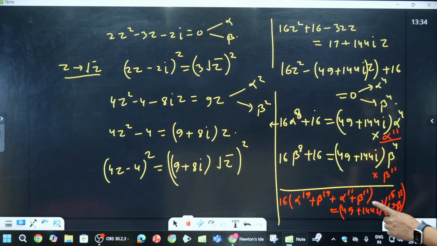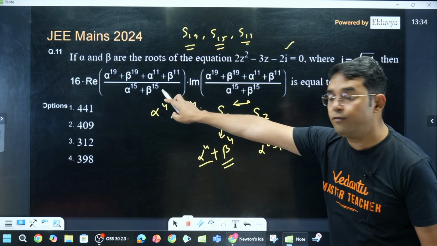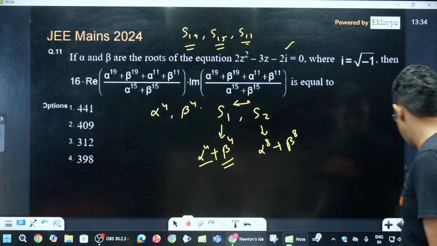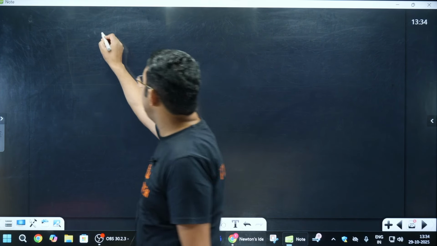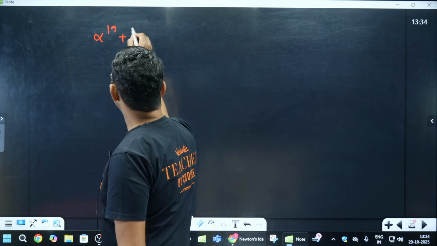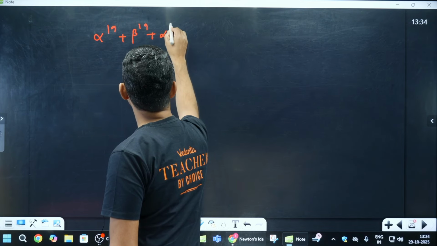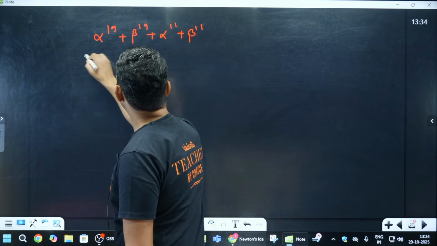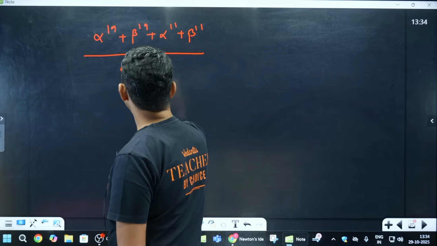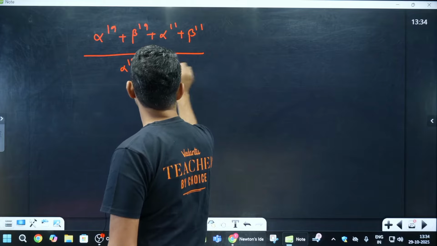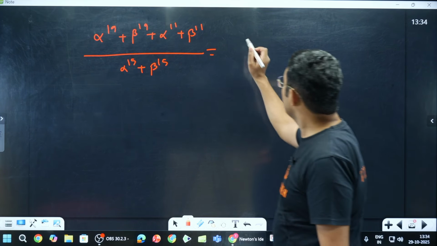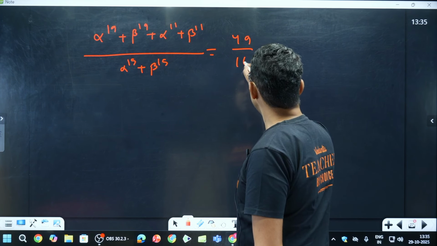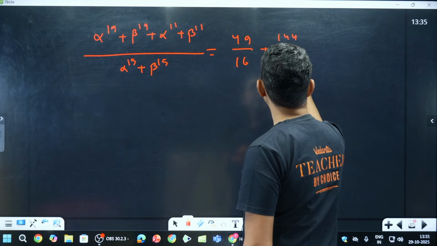Now can you see that we have found this expression: alpha power 19 plus beta power 19 plus alpha power 11 plus beta power 11, whole divided by alpha power 15 plus beta power 15. So this will be equal to 49 by 16 plus 144 by 16 iota.